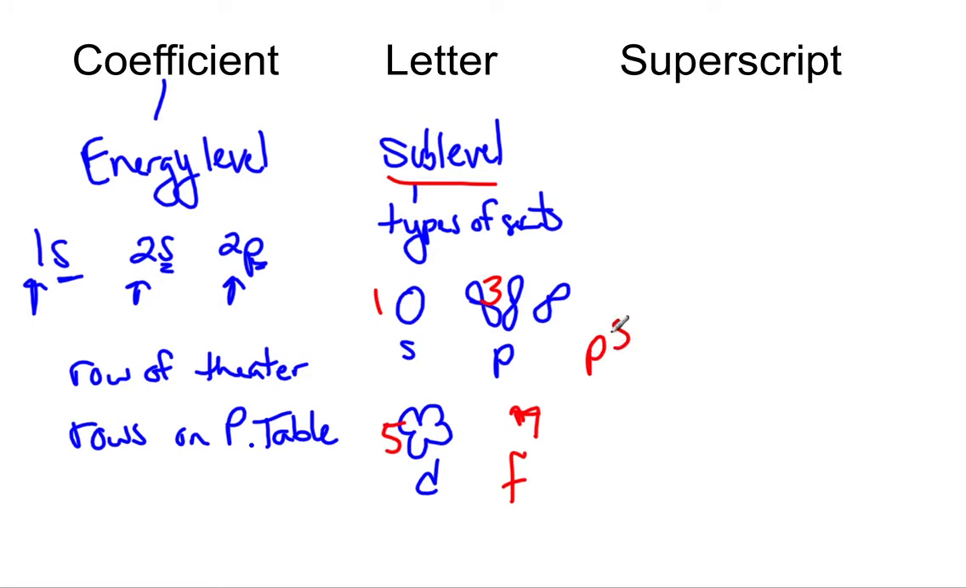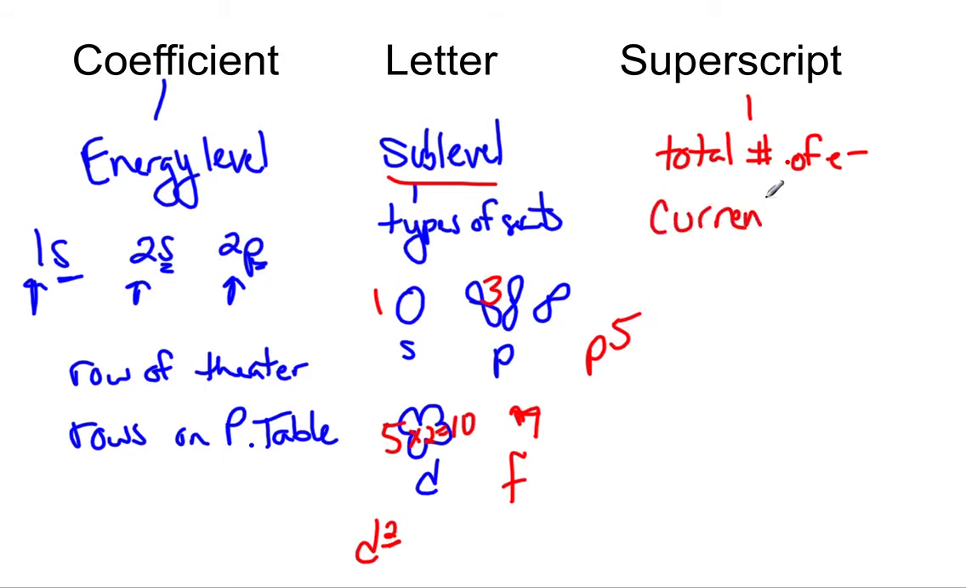You just might see p5, and you know all but one of the spots is filled. Or you might see d2, and you know if there's 5 seats and they each hold 2, it should hold 10 people or 10 electrons, but there's only 2 in that sublevel. That superscript tells you the total number of electrons that are currently in the entire sublevel. So how many total electrons are currently in that entire sublevel?